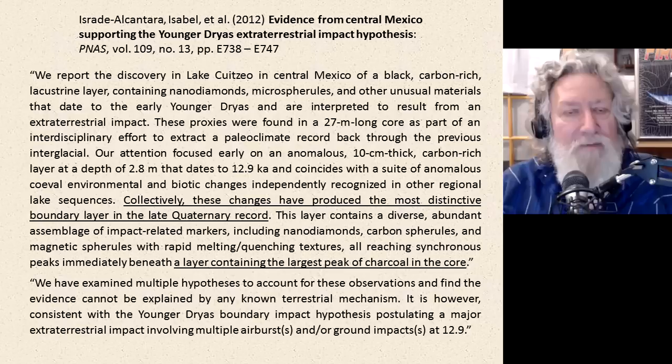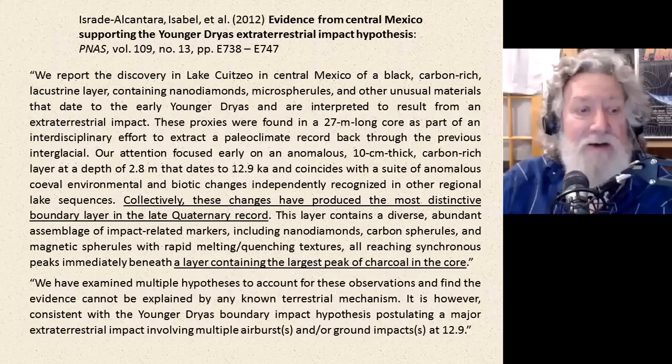That's pretty intense stuff right there. Now we're down in central Mexico with that. Let me show you. I'll do a screen share. So what they mean by that is, I'm trying to get this right. You see, yeah, all the impact proxies, and then directly above that is a whole bunch of evidence of fire. Yes, that's exactly it. Yes.